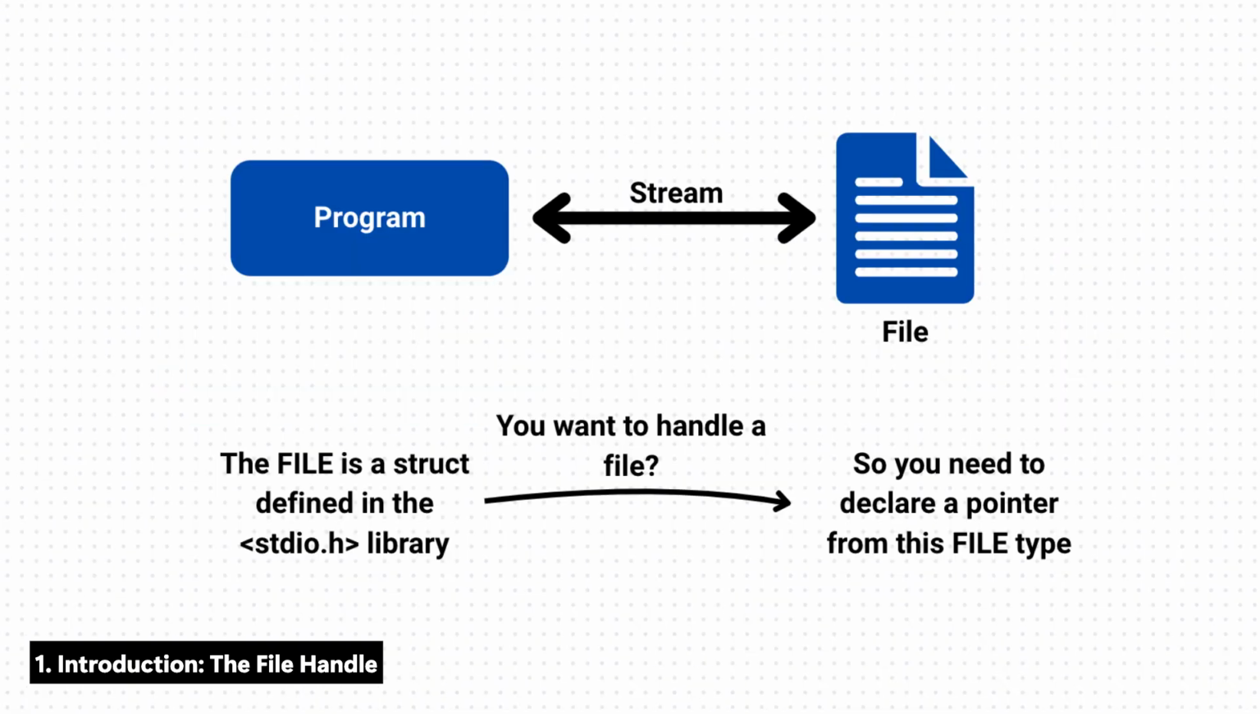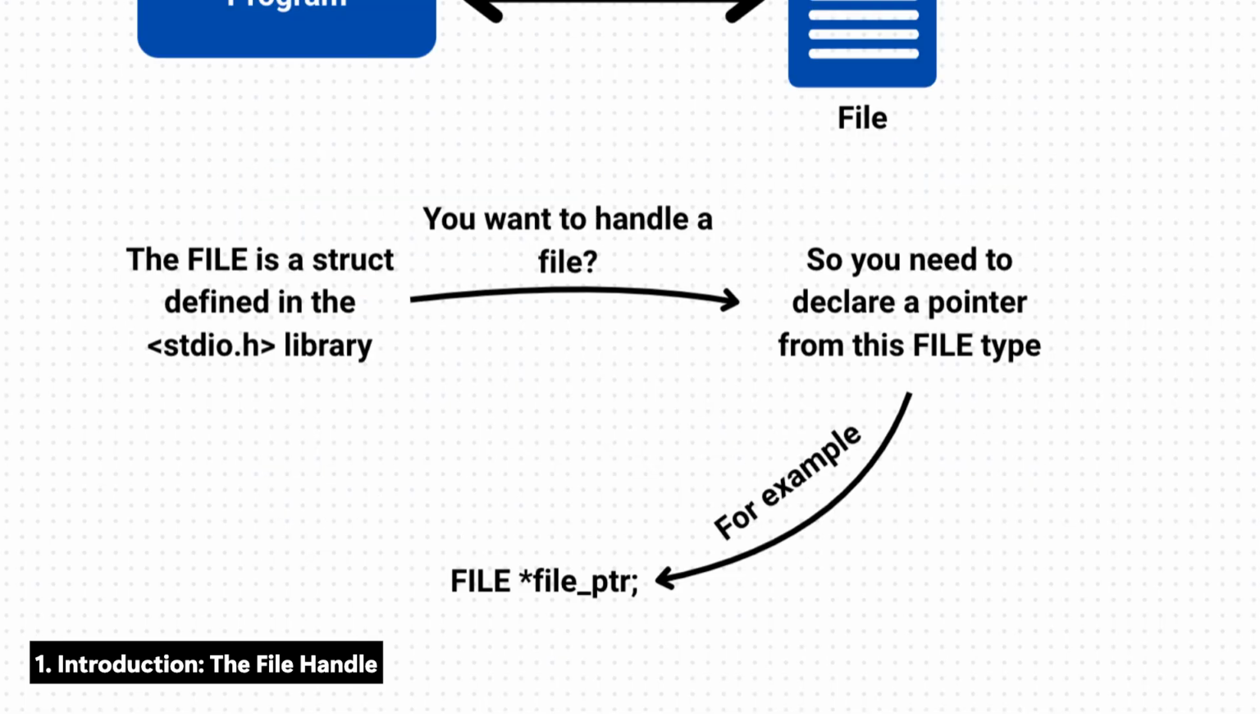About the file pointer, the FILE type is a struct defined in the stdio.h library. It holds all the necessary administrative information about the file: its current position, its mode, reading, writing, and status indicators. Because we interact with this structure via its memory address, we must declare it as a pointer, FILE *file_ptr. This file pointer is your file handle, the way your program can access and manipulate the file on the disk.